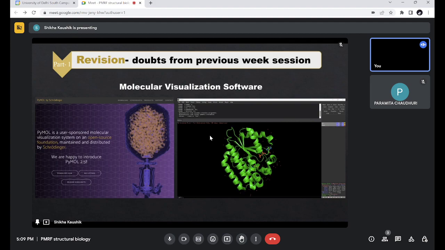Also, sir has mentioned in his PPTs how you can change certain things in your structure using PyMol. I'm right now focusing on PyMol because that is what we use the most in our day-to-day molecular visualization studies. But yes, we can work on COOT, we can work on RASMOL. There are other molecular visualization software that are also being used in molecular dynamics studies.